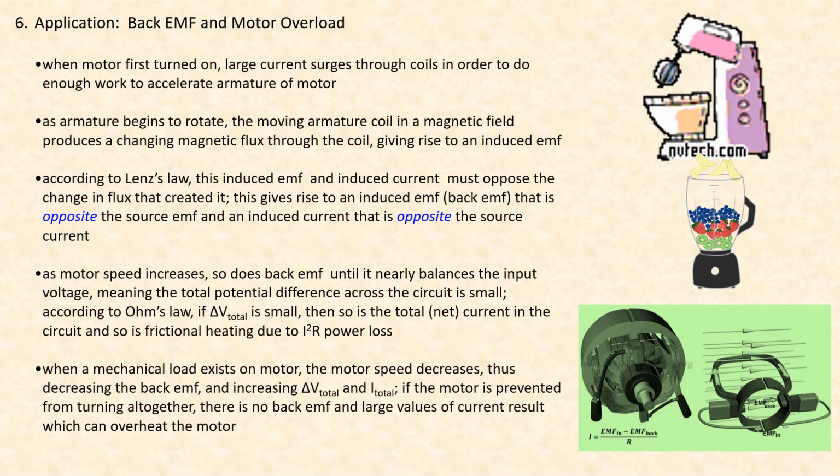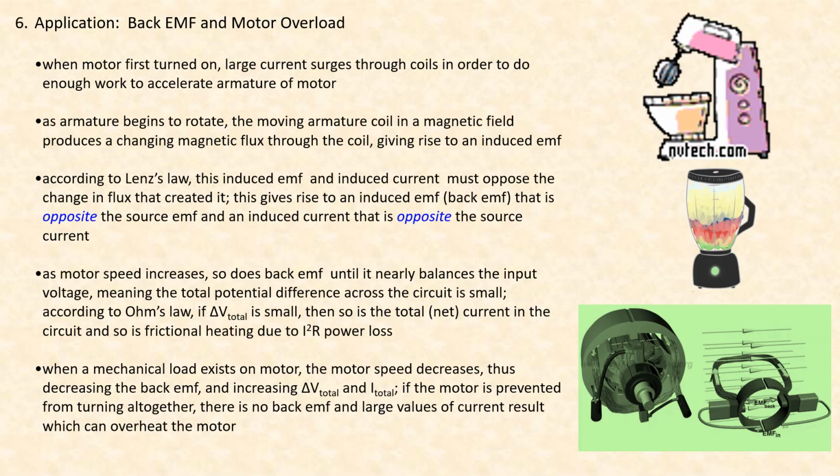So you can see what happens here, this condition referred to as motor overload, that when a mechanical load exists on a motor, such that the motor speed decreases, this causes the back EMF to decrease, and this means that the total voltage and total current in your device will increase. Remember that your appliance is designed to have a certain amount of total or net current, that is based on the armature turning at its operational speed.